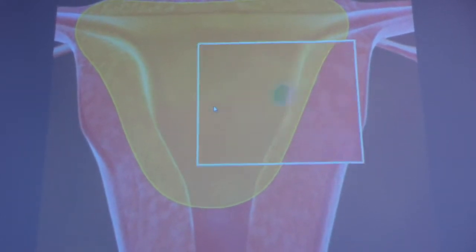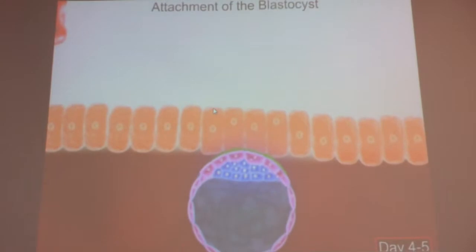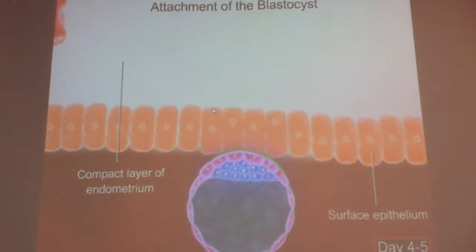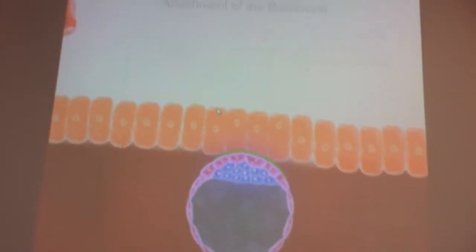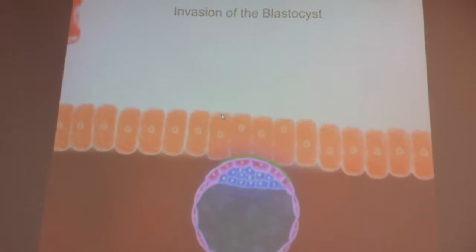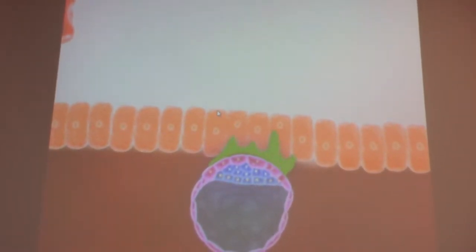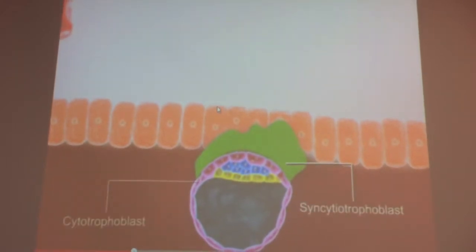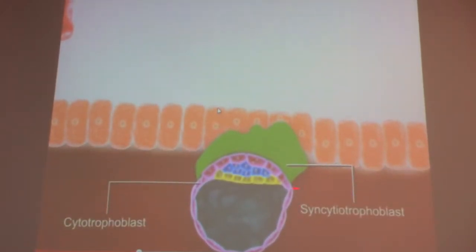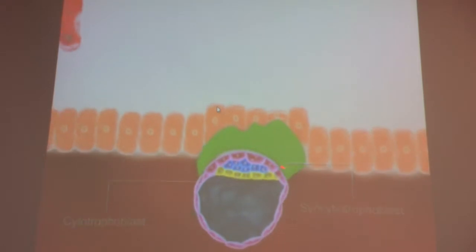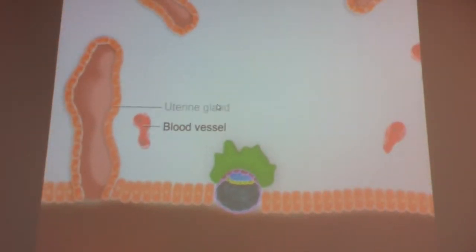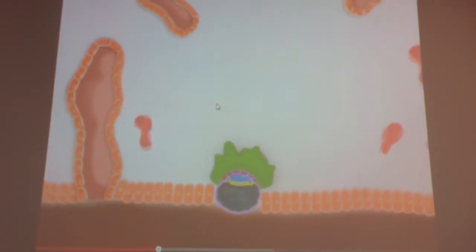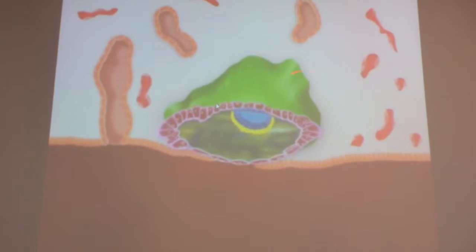It doesn't eat its way into that stratum functionalis. It's actually going to release chemicals that cause the cells to separate rather than break down. And the single layers of cells are known as a trophoblast. They start to multiply and fuse, forming a syncytial trophoblast. So the individual cells are now called cytotrophoblasts, and the fused tissue a syncytium.